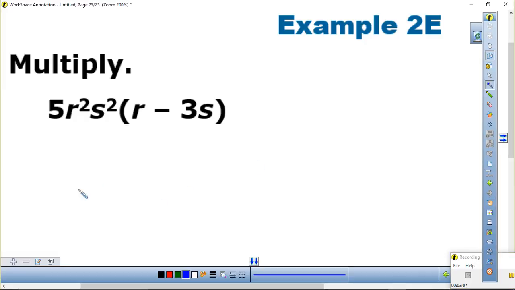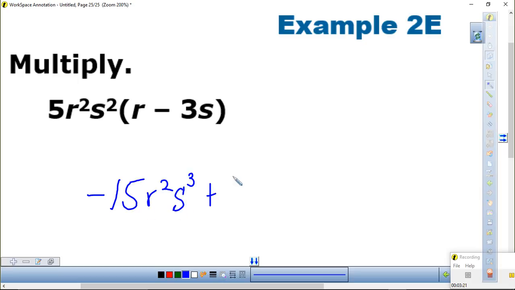I got 15 r to the second power. Hold on, negative 15 r to the second power, s to the third power, plus 5r to the fourth. That's it? Yeah. Okay.